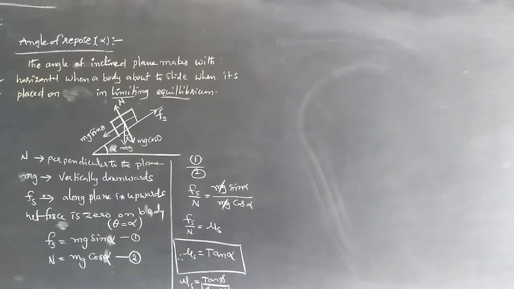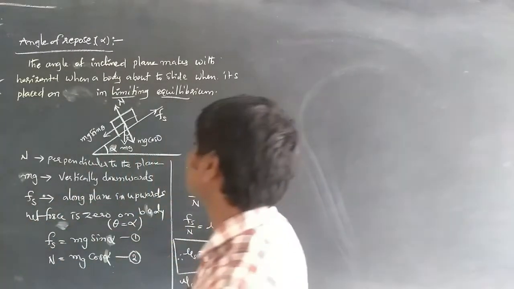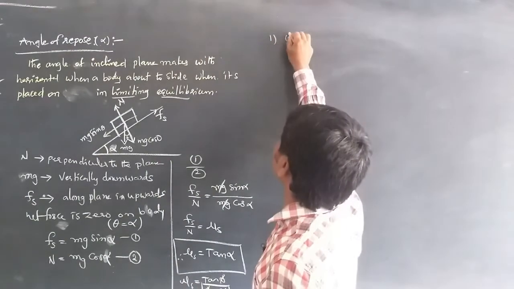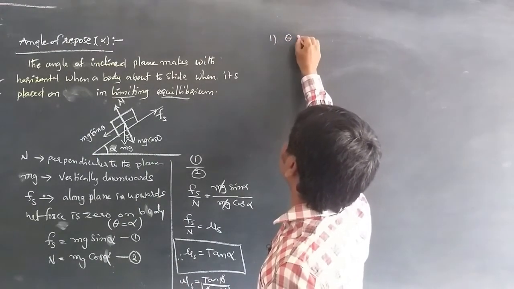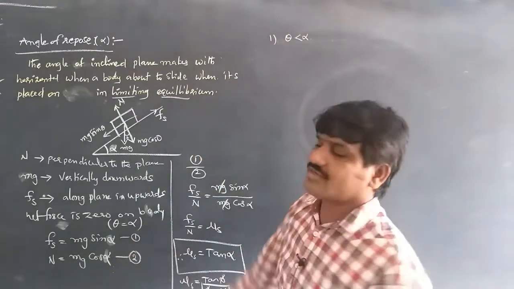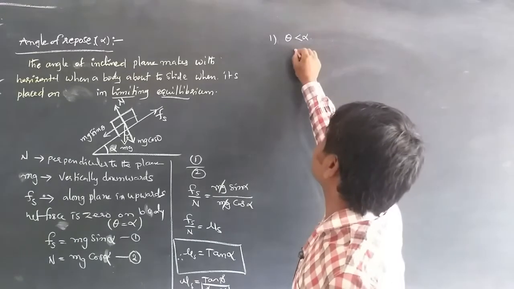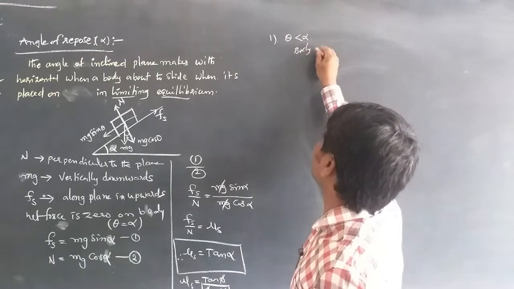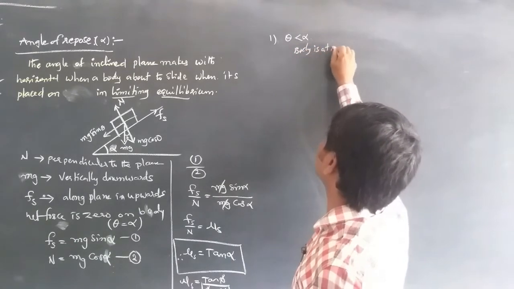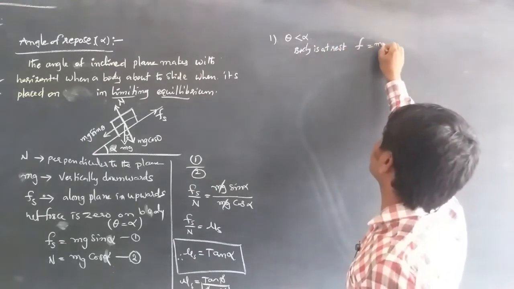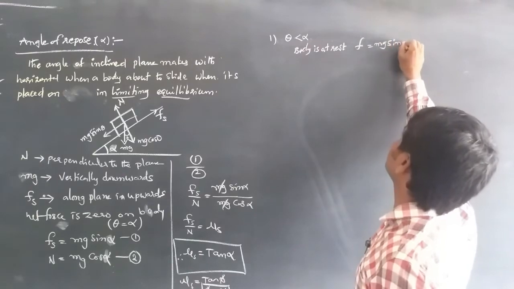In case 1, if the angle of friction is less than alpha, which is the angle of repose, then the body is at rest. So that's why the frictional force acting is mg sin theta.